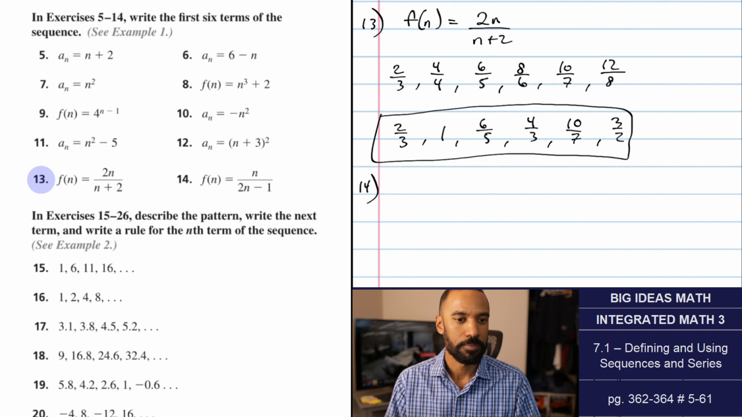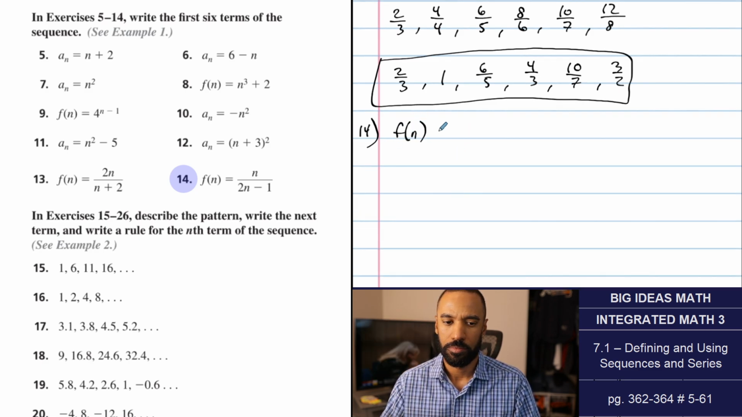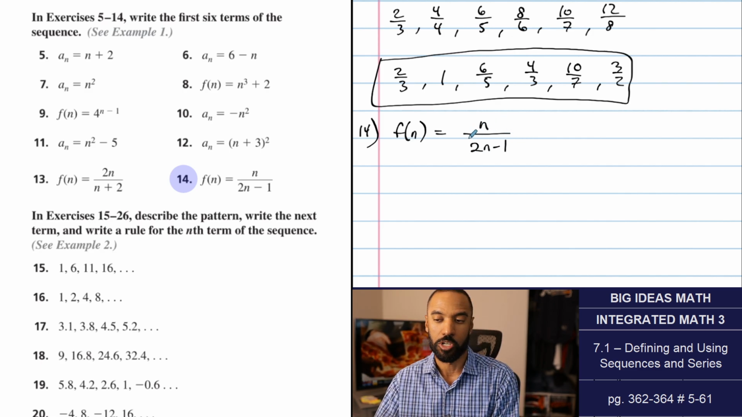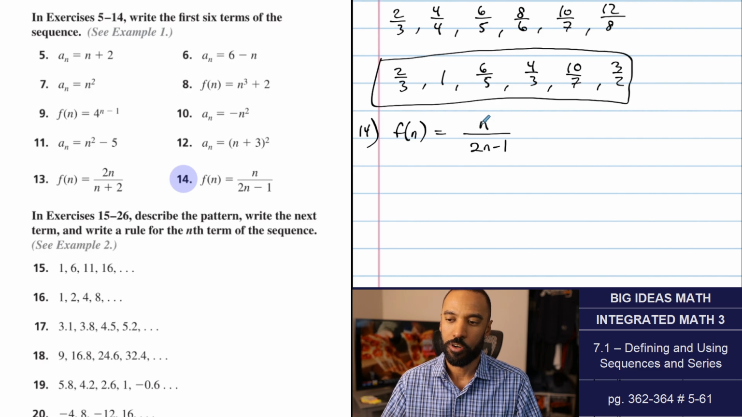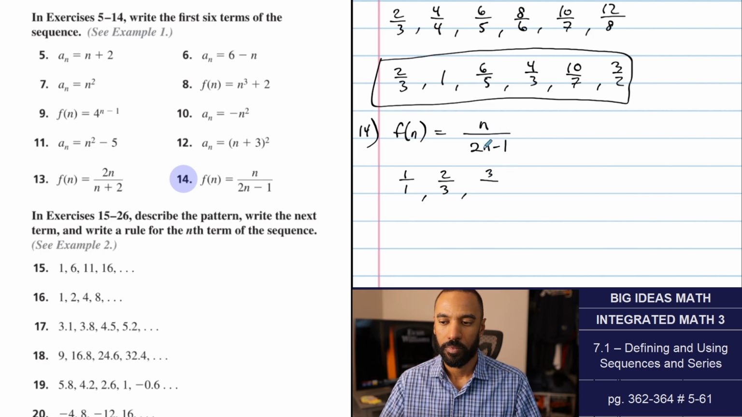Number 14, last one from this set, we have n over 2n minus 1. Again, kind of a repeat of the last one, different numbers, but I'm going to write the raw form first before fraction reduction if I have to. So the first one is 1 over 2 minus 1. That's 1 over 1. The next one is 2 over 4 minus 1. 3 over 6 minus 1. 4 over 8 minus 1.